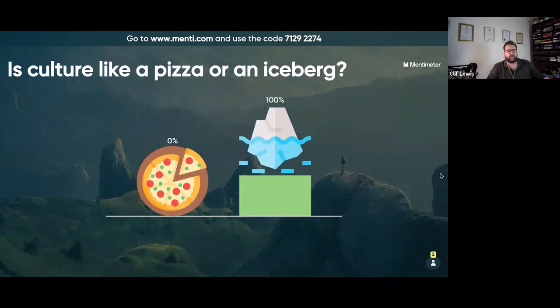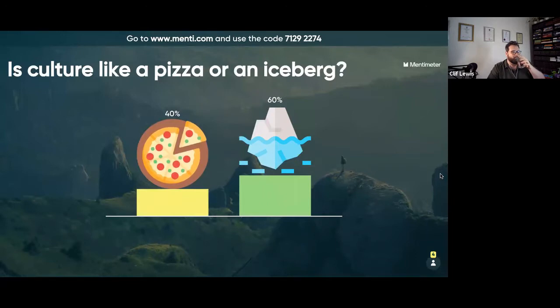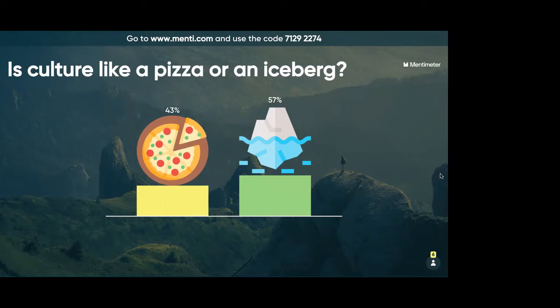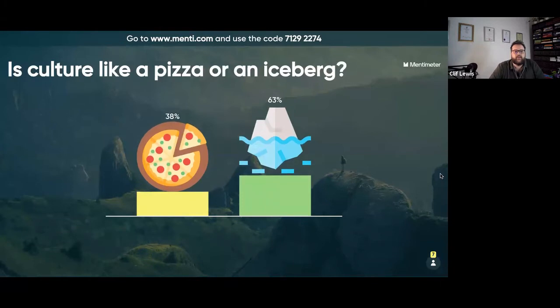Okay, so we've got one iceberg, got a pizza. Okay, so the pizza is gaining on the iceberg. Okay, is that it? Nobody else wants to try? Okay, so we've got one more iceberg. Pizza's bringing up the rear, and it looks like the iceberg is in the lead. 5 more seconds. Anybody else wants to vote?